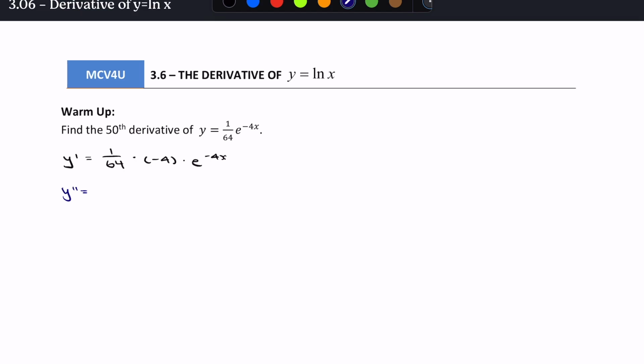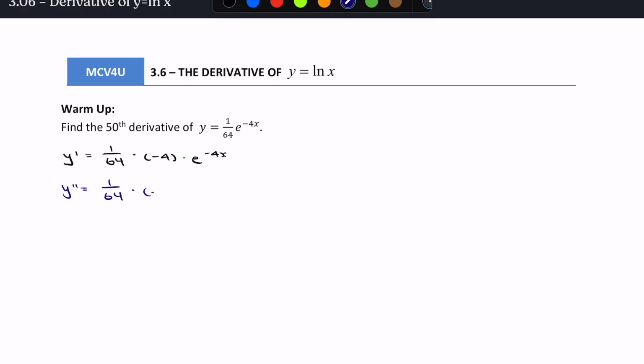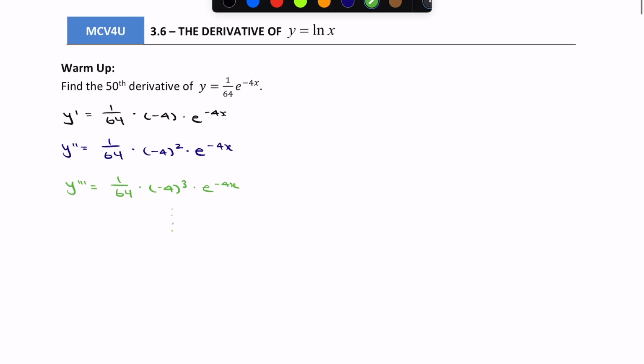If we look at our second derivative, it would be the same thing. So we would have 1 over 64, and now, as we're deriving it again, it would be negative 4 squared times e to the power of negative 4x. And this pattern would continue. So for the third derivative, 1 over 64, negative 4 to the power of 3 times e to the power of negative 4x. And so we continue that pattern, and we're looking at the 50th derivative.